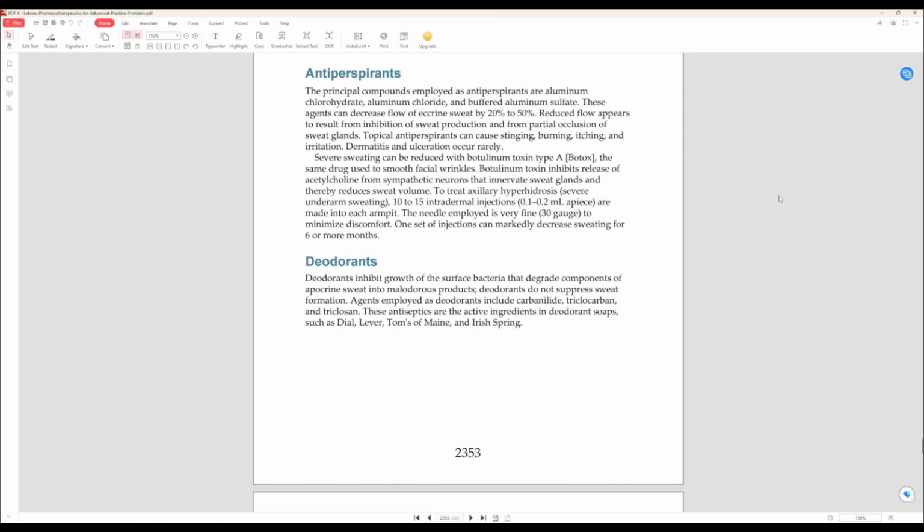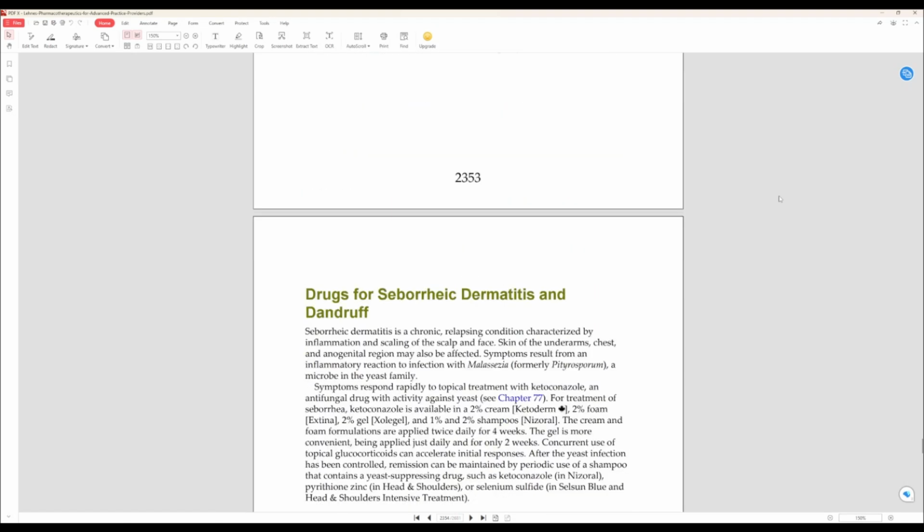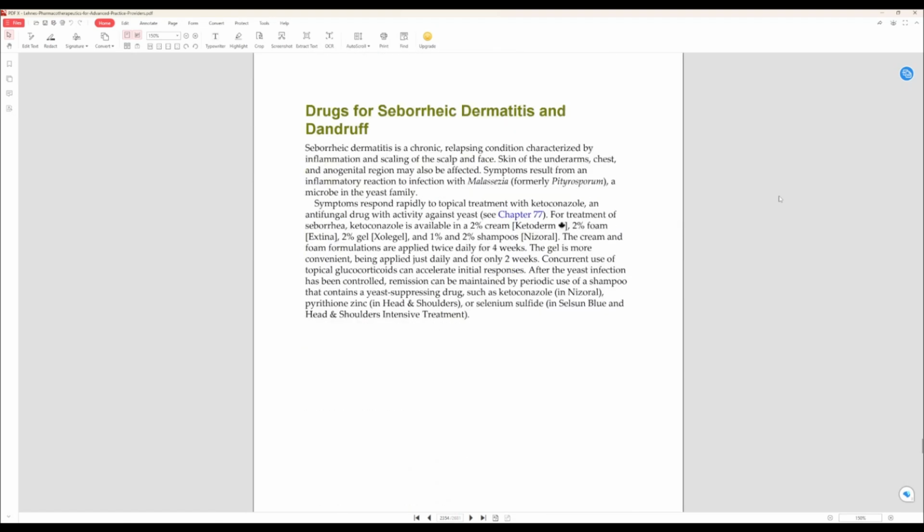Agents employed as a deodorant include carbanilide, trichlorocarban, and triclosan. These antiseptics are the active ingredients in deodorant soaps, such as Dial, Lever, Tom's of Maine, and Irish Spring.